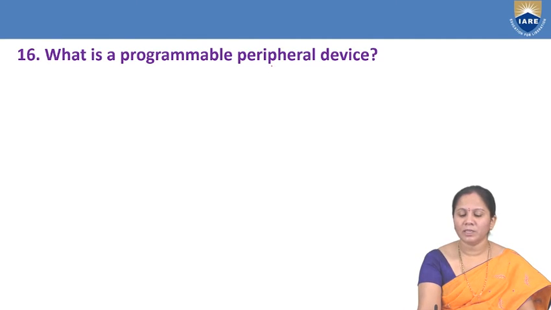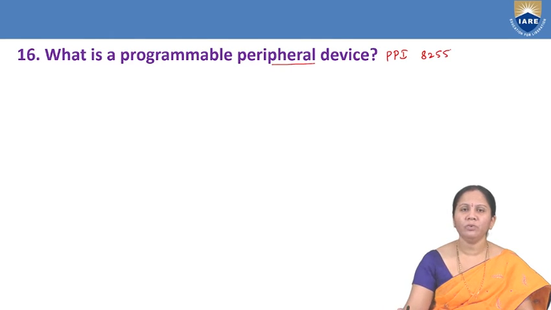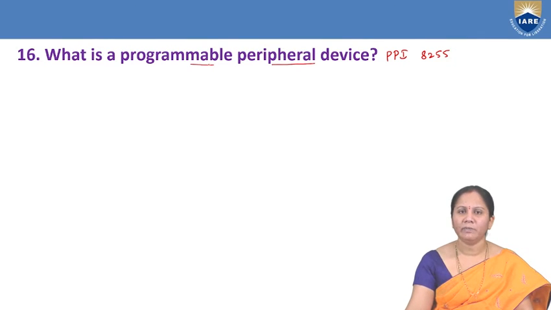Next, what is a programmable peripheral device? A programmable peripheral device means PPI, and its IC number is 8255. So what is a programmable peripheral device? It is an IC which is used to connect peripheral devices, and that IC is programmable.